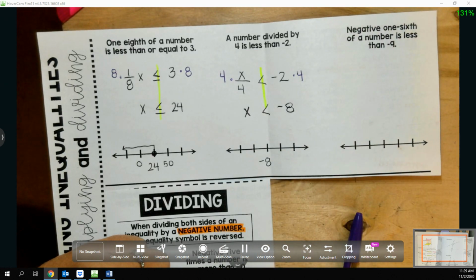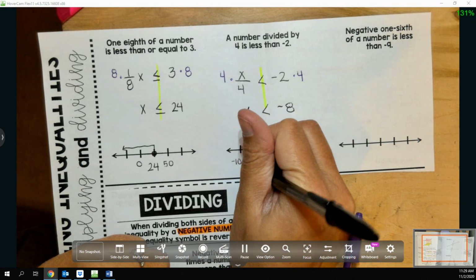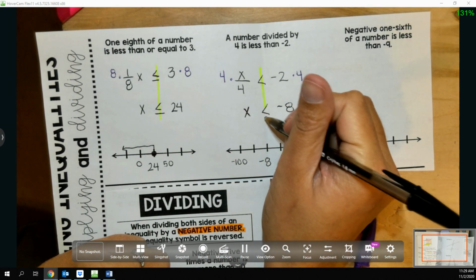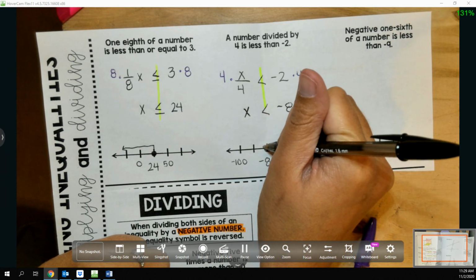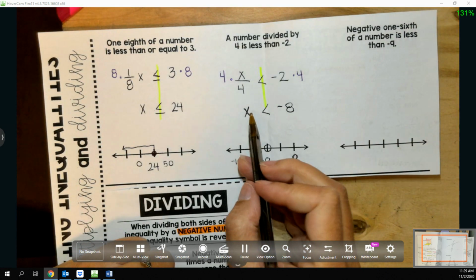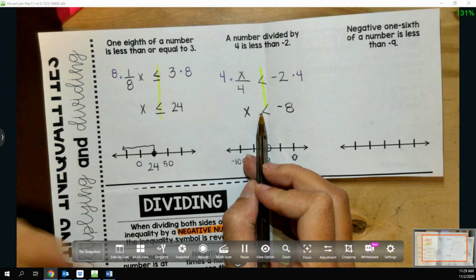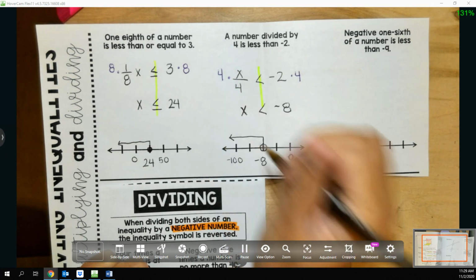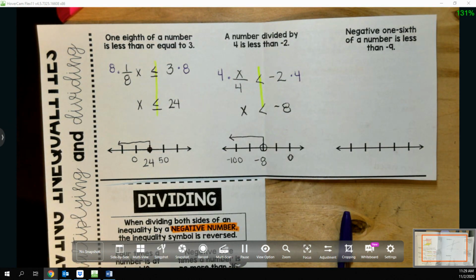Something that's definitely smaller is -100. Something that's definitely bigger is 0. And x cannot be equal to, so open circle this time. And x is trying to be smaller, so smaller numbers are towards -100, not towards 0.